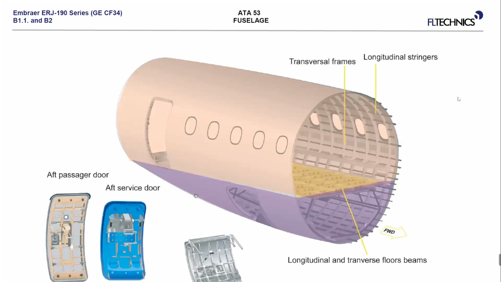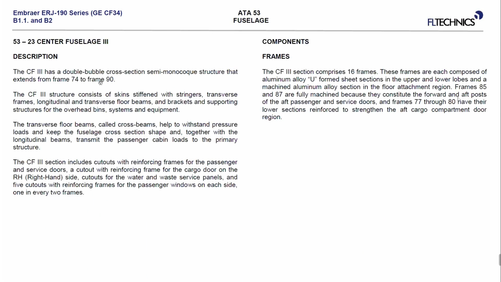And let me finish with the center fuselage 3 and we go for a break. So, same construction like the center fuselage 1, double bubble cross section, semi-monocoque. It extends from frame 74 to frame 90. Again, we have skins stiffened with stringers, transverse frames, longitudinal and transfer floor beams for supporting the floor panels.